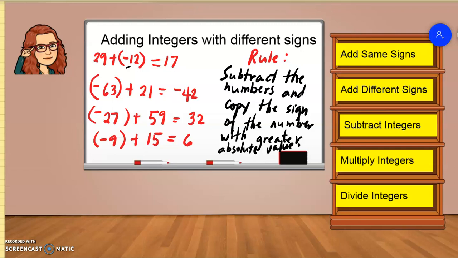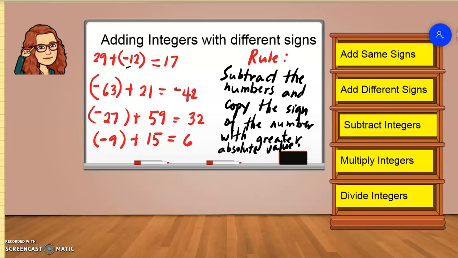Here, we subtracted 63 and 21, which give us 42, and getting the absolute value of both numbers, the absolute value of negative 63 is 63, and the absolute value of 21 is 21. So which number has the greater absolute value? It's 63. I mean, it's negative 63. So we copy the sign of 63, which is negative. So that's why we have here a negative sign.